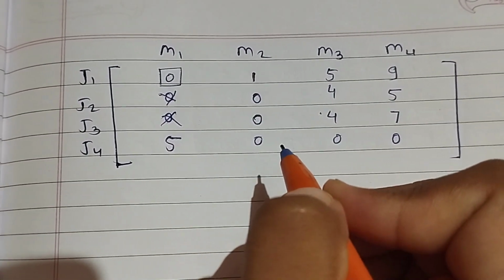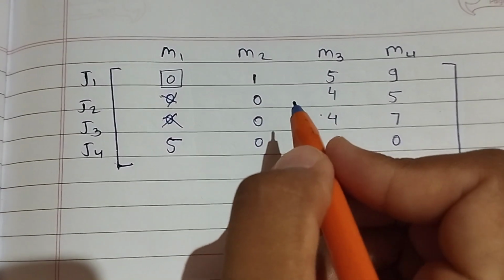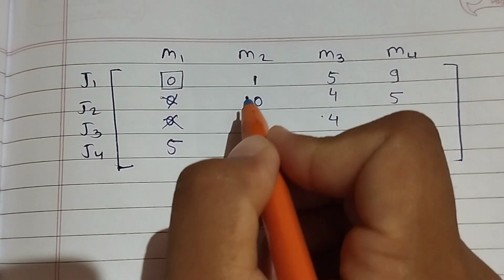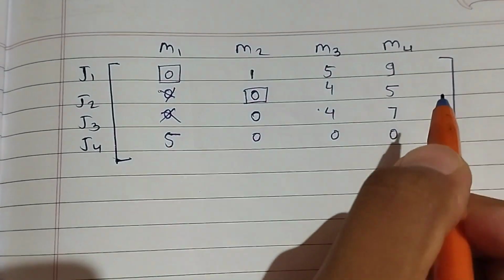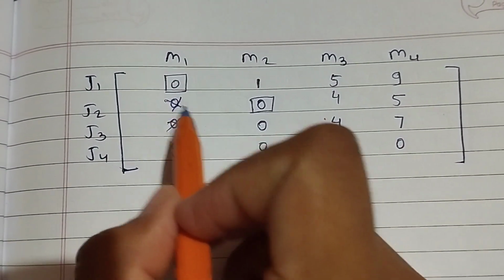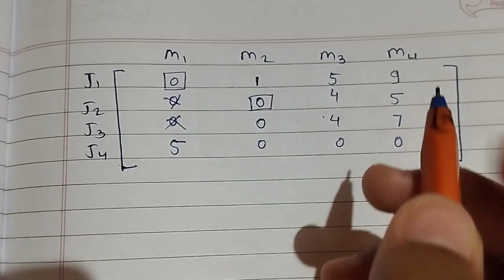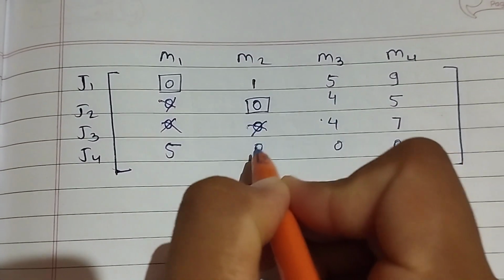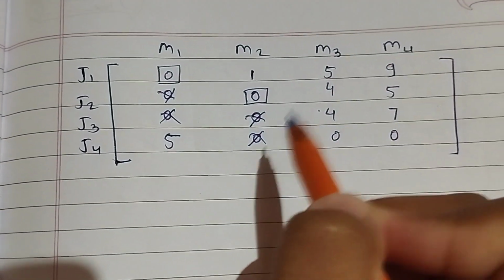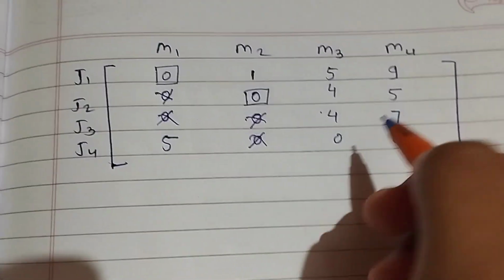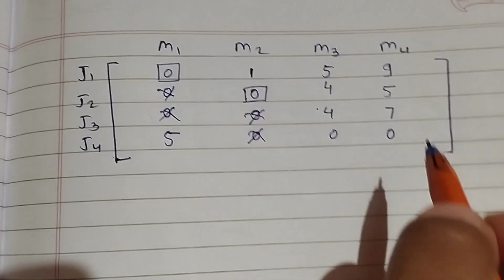Then we move to the second row. Again we check if any row has a single 0. Yes, the second row now has a single 0, because the other one is now crossed, and we do not consider crossed zeros. We only consider uncrossed zeros. So we again cross all the respective zeros. Now we move to the next row.